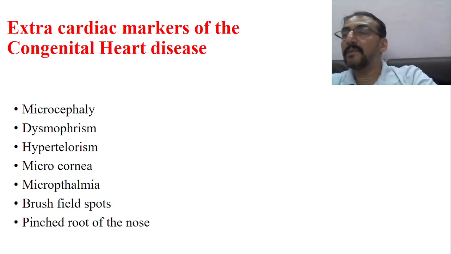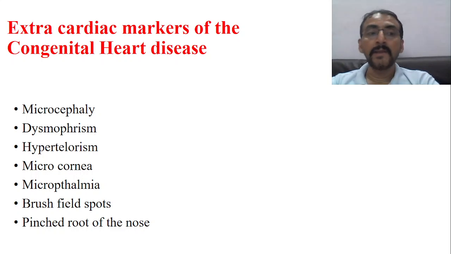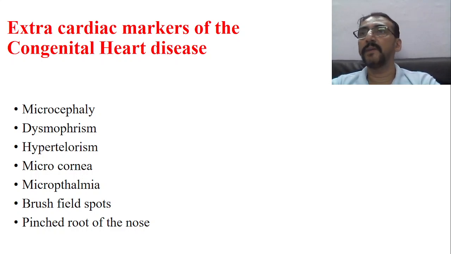For example, a child with microcephaly. Suppose the child is having microcephaly, because microcephaly is most commonly associated with Down syndrome and those things. In Down syndrome, in 50% of the cases, AV canal defects are common. Or any condition with facial dysmorphism always suggests that there will be some syndromic presentation, and many of the syndromes will have cardiac involvement, including Marfan syndrome. In Marfan syndrome there is involvement. In Down syndrome also there is involvement.